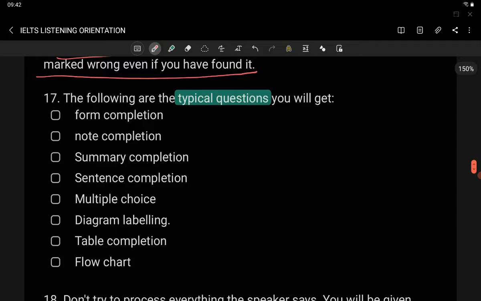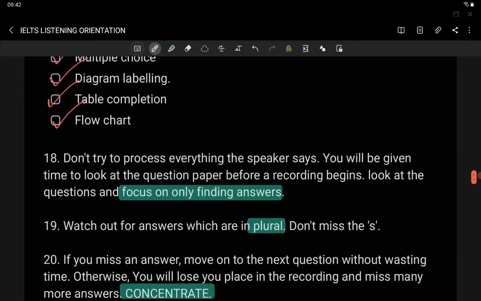Next are the typical questions which you're going to get. Some of the typical questions you're going to get are form completion, note completion, summary completion, sentence completion, multiple choice questions, diagram labeling, table completion, and flowcharts. Okay, so any one of these, they are pretty much similar to one another, as in there will be some missing information which you have to complete.